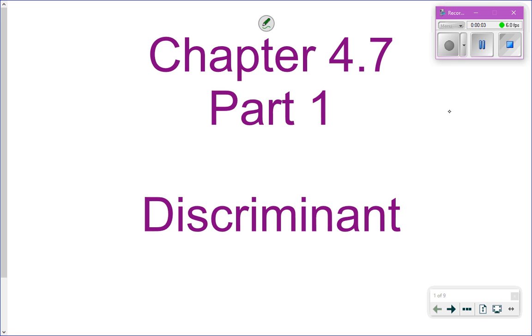Today we're starting chapter 4.7. We're going to be dealing with discriminant today. So this is a precursor into the rest of chapter 4.7, which is quadratic formula. But I'd like to break it up into two different parts so it's not a whole bunch of information all at once.